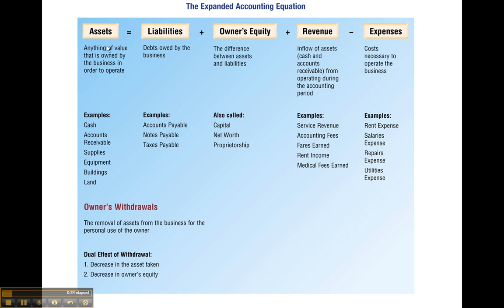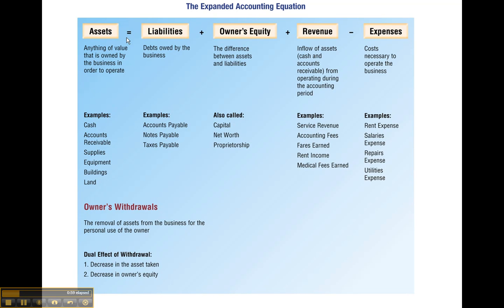So let's start at the beginning. Assets are anything of value that is owned by the business and used in the business in order to operate. Some examples of that you'll see right down below assets: cash, accounts receivable, supplies, equipment, building, and land. You can see that these are all things that obviously have value to a business.